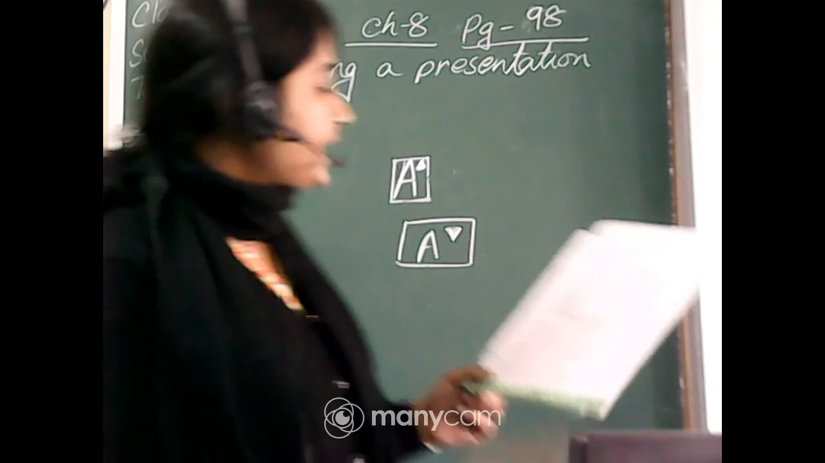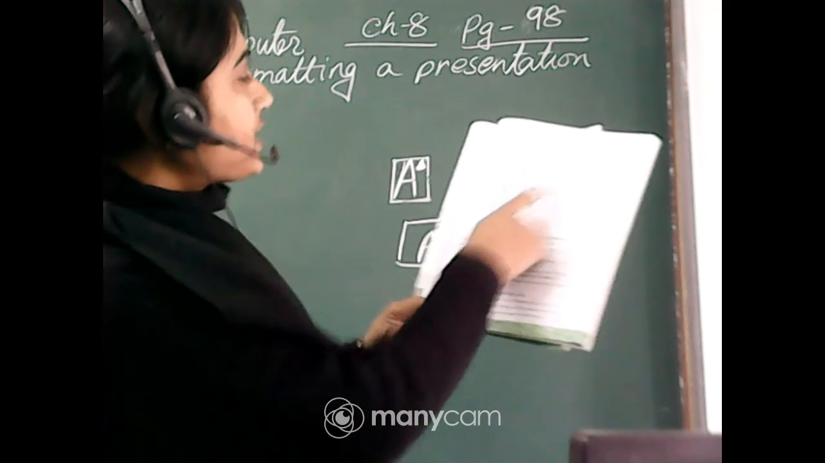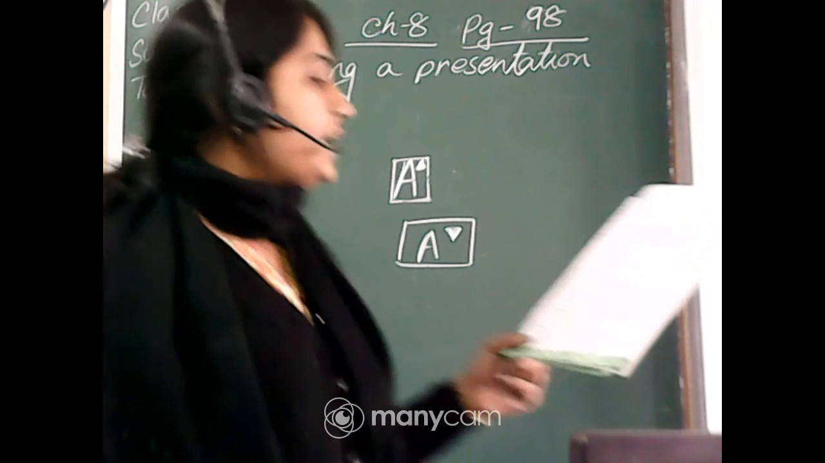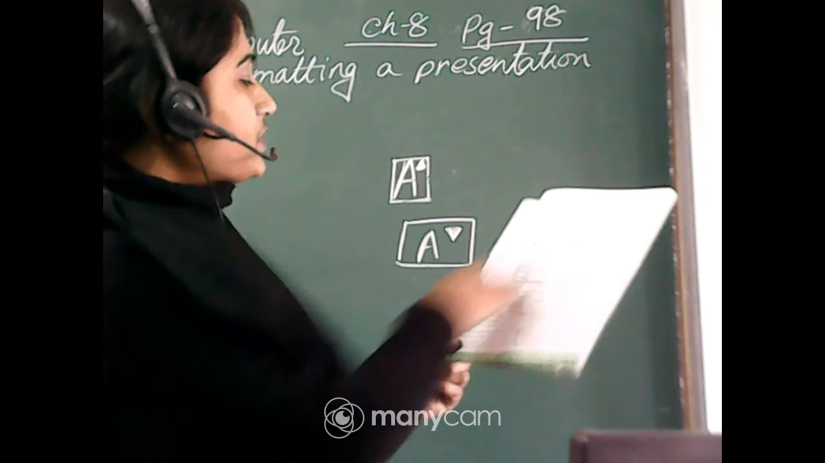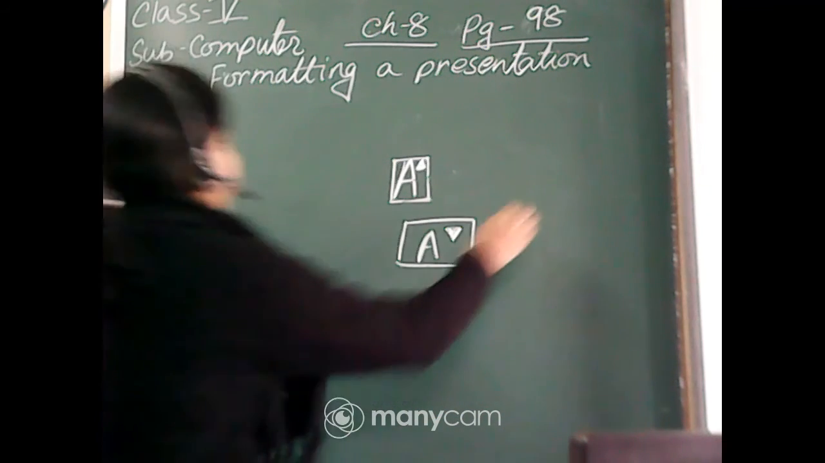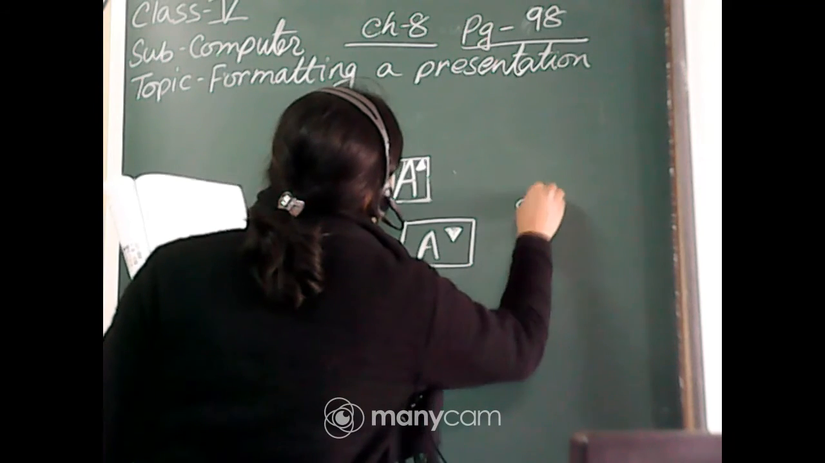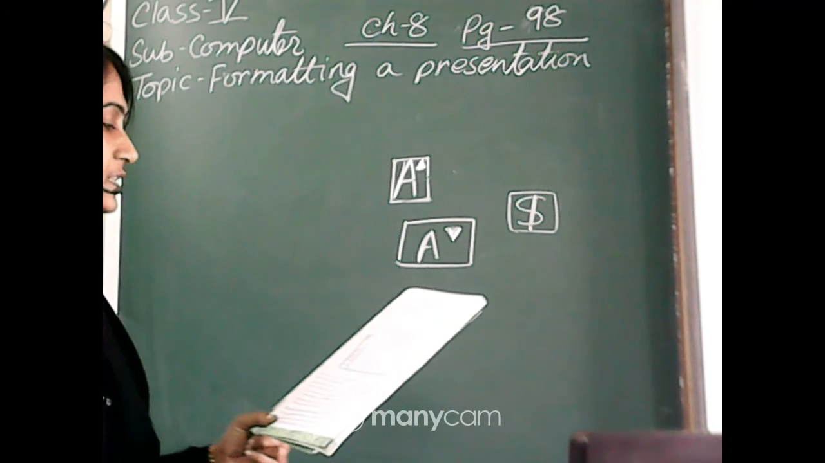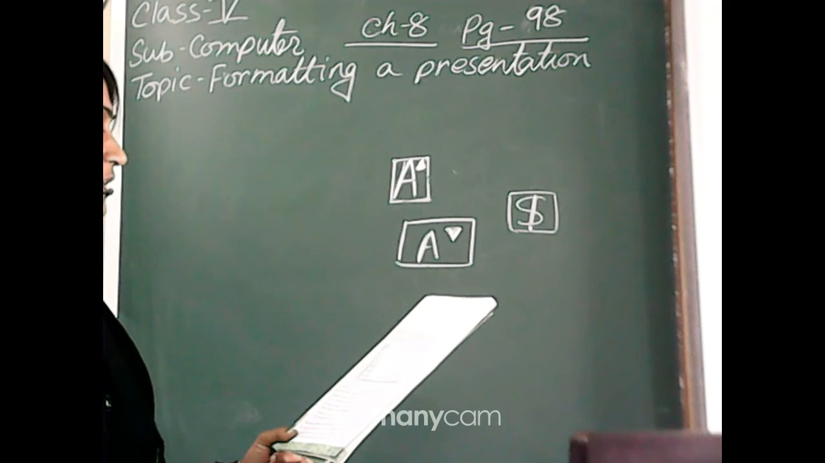And the text shadow button. This is the text shadow button. Select the text and click the text shadow button. This type of button is there. It is all in the font group. This button is used.